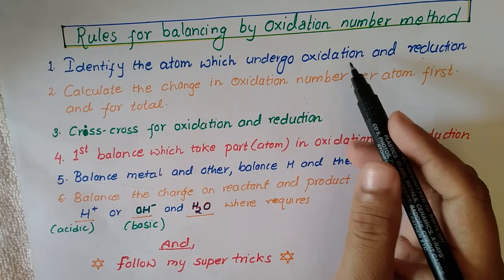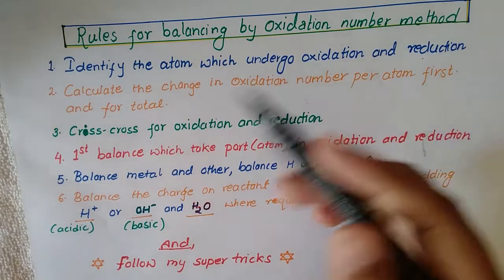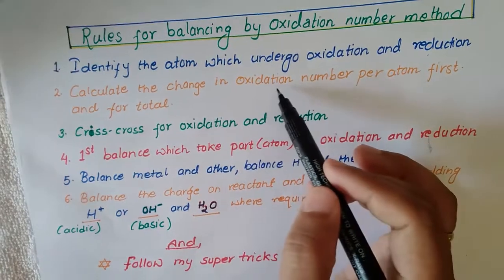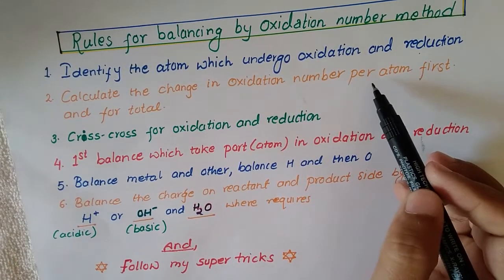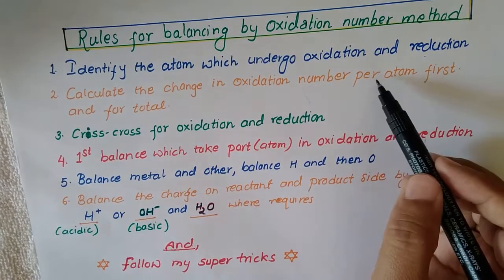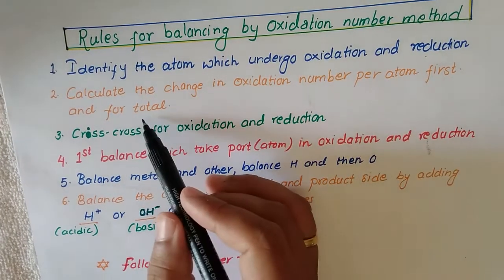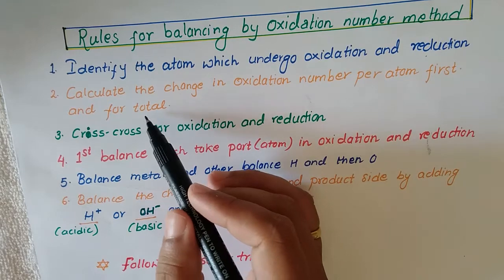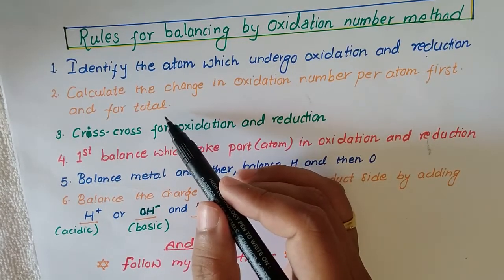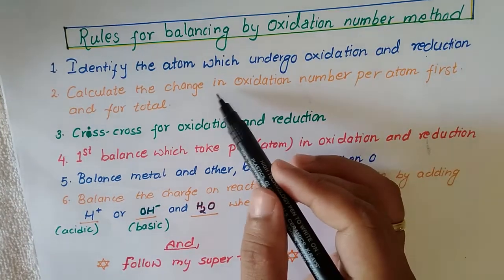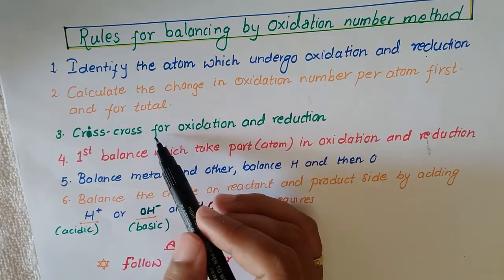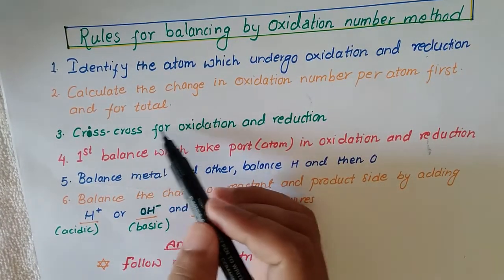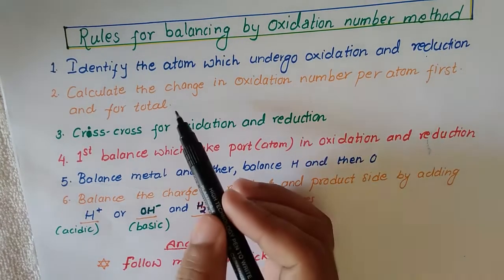If you know the concept of oxidation and reduction, then we can go to balancing the chemical reaction and calculate the change in oxidation number, first per atom and then for the total. First of all, we calculate per atom, and if there are 2 atoms or 3 atoms, then multiply by the total number of atoms. After calculating the change in oxidation number, we have to crisscross the oxidation and reduction values, that is, do crisscross multiplication for oxidation and reduction.